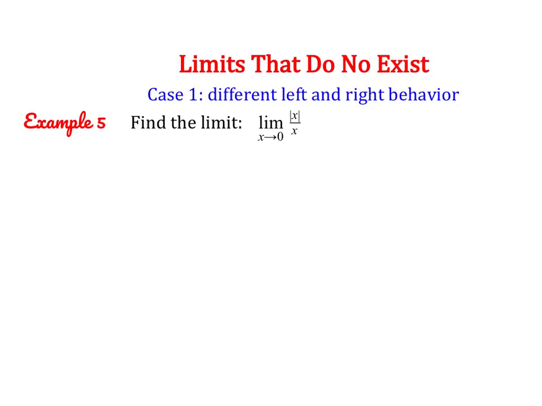Okay, now we're going to talk about limits that do not exist, and we're going to talk about 3 different cases. The first case is when you have different behavior on the left and right side of your function. Here's a good example, the limit as x approaches 0 of this function. Let's graph it out really quick. We're just going to make a t-chart in our heads. You might see that at x equals 0, this function is undefined, but that doesn't matter. We can still find a limit, or maybe we can still find a limit.